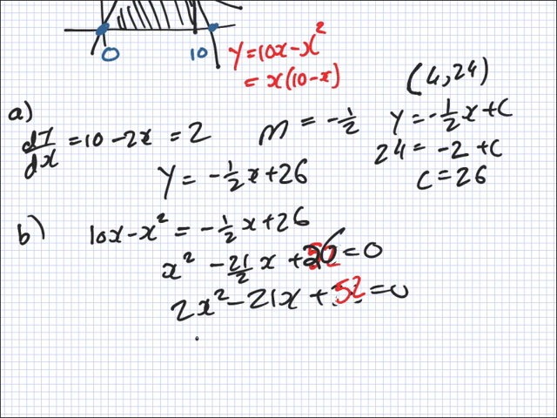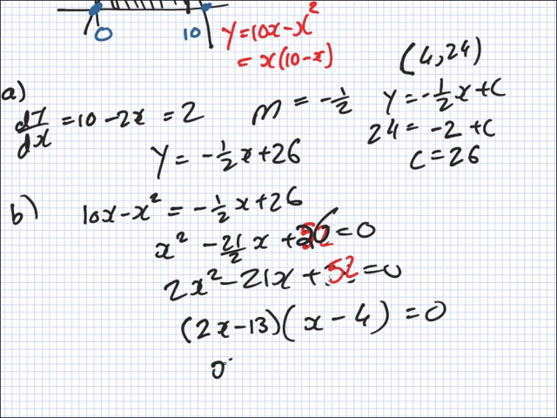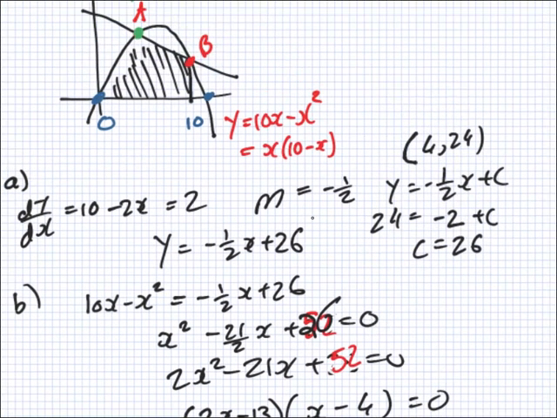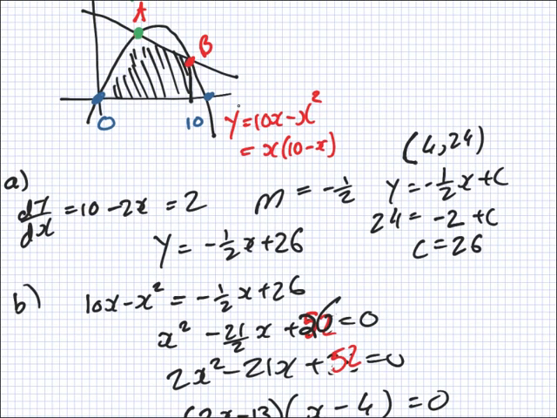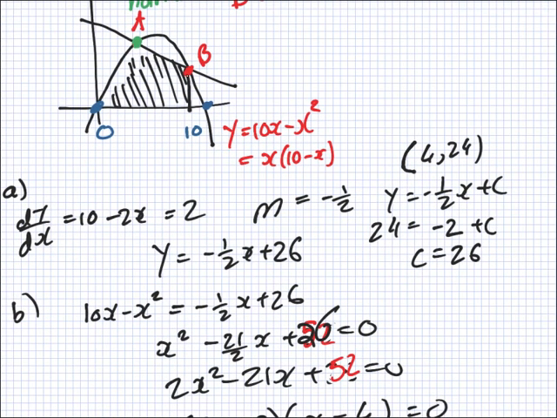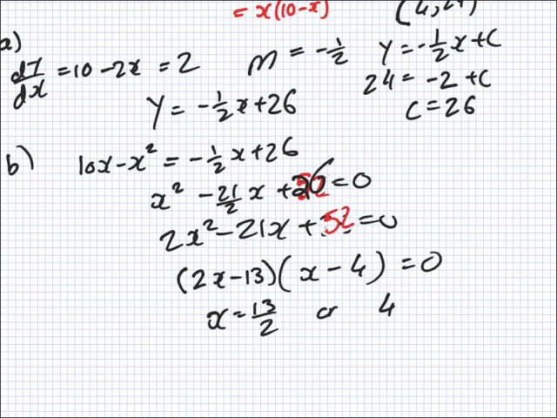Right. So here I'll have 2x minus 13, right? Yes. x minus 4 equals 0. So that means x equals 13 over 2 or 4. But we already knew that. We don't want the A, we want the B. So we want the bigger answer. Which one is bigger? This one is bigger.